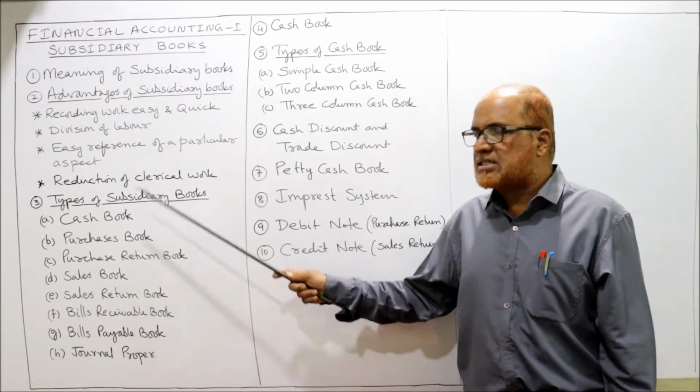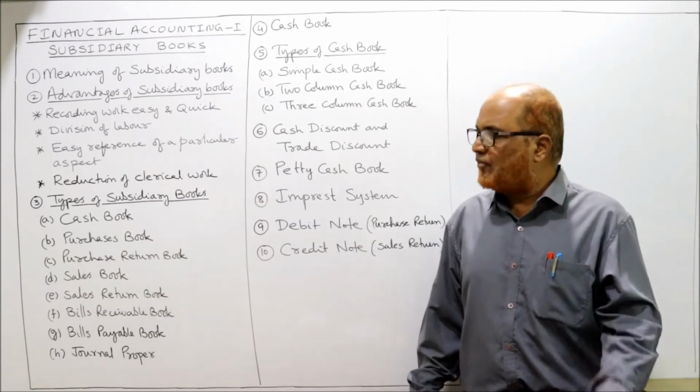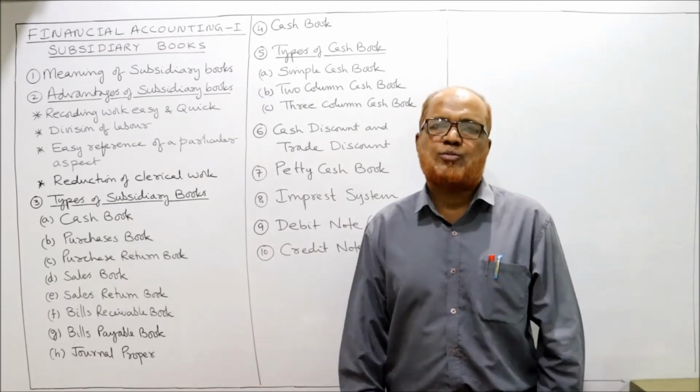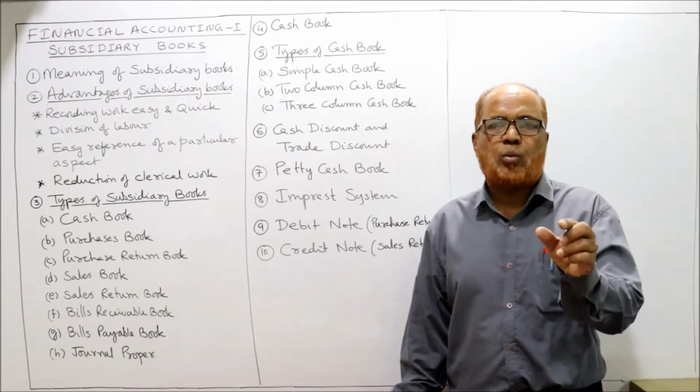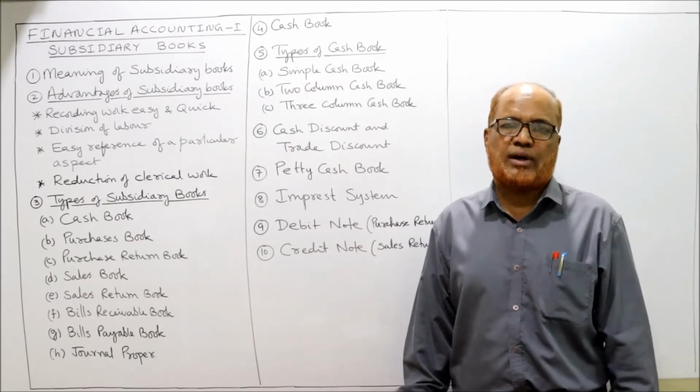These are the 8 types of subsidiary books. Now each type we'll discuss one by one. First subsidiary book is cash book. Cash book is a subsidiary book. It's a prime book where all cash receipts and cash payments will be recorded.